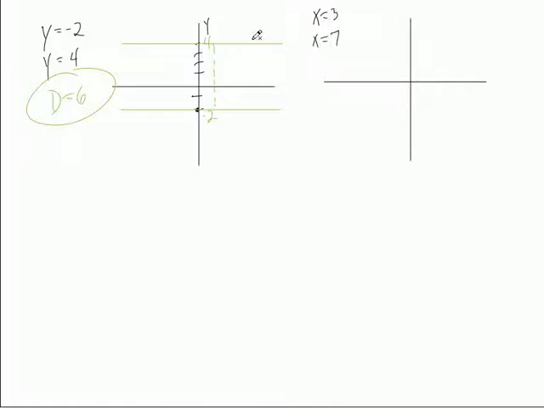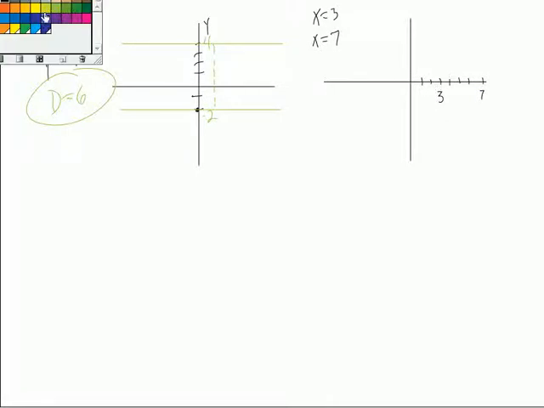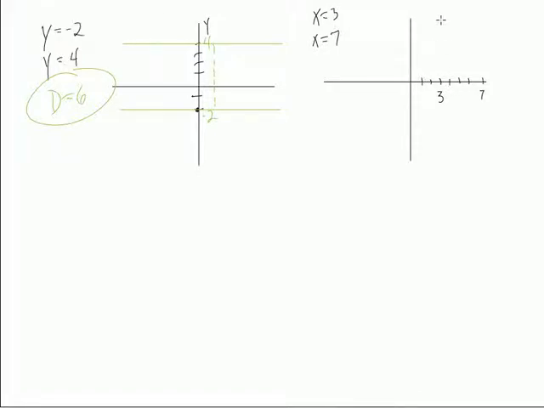Now this is not a horizontal line. A horizontal line is y equals a number. What do you think x is? It's a vertical line, exactly right. So you come over here to 3, 1, 2, 3. You go to here to 7, 4, 5, 6, 7. So there's 7, there's 3, and you've got a vertical line. Here's our vertical line right here, and there's another vertical line right here.